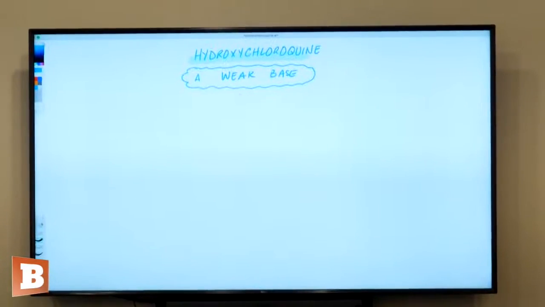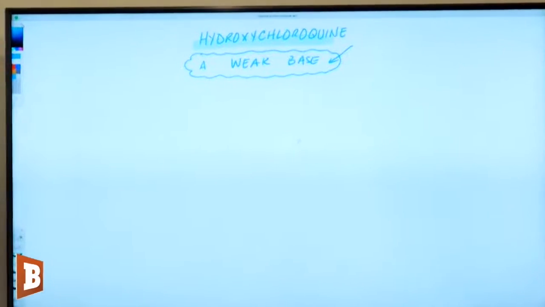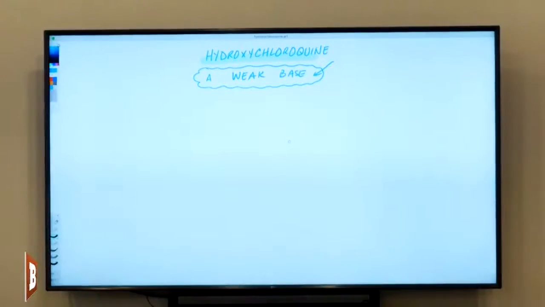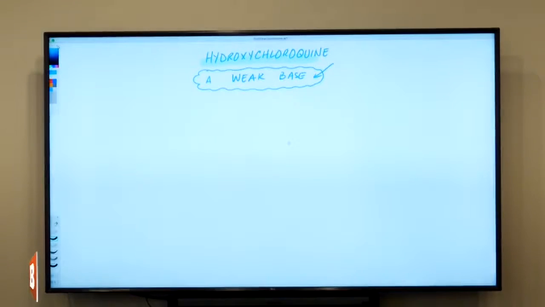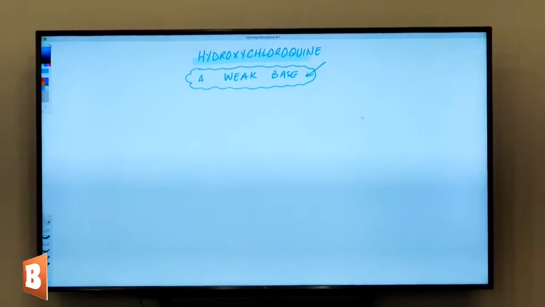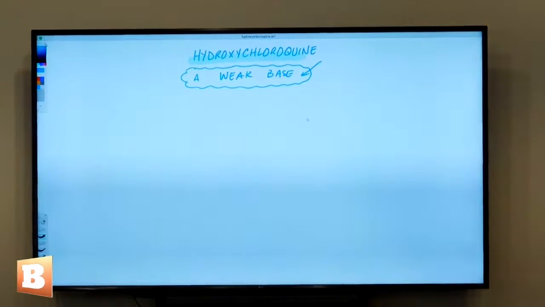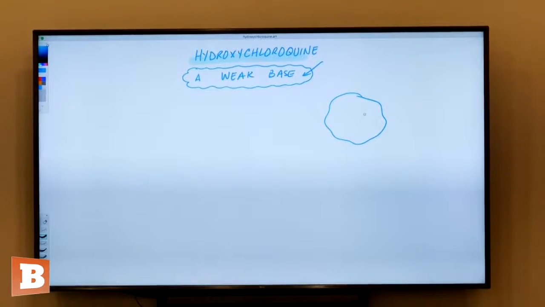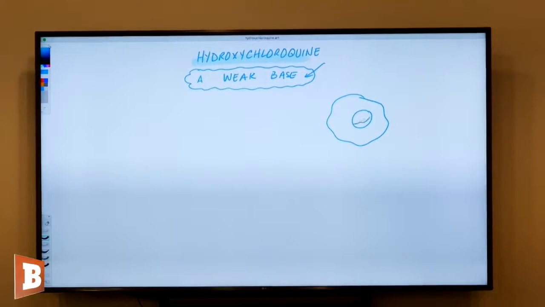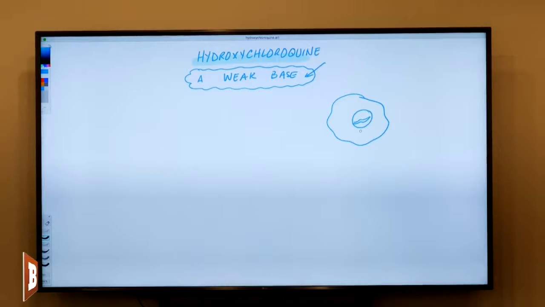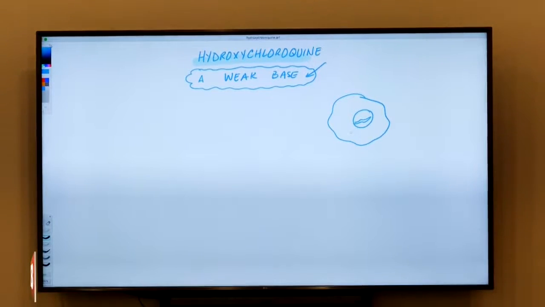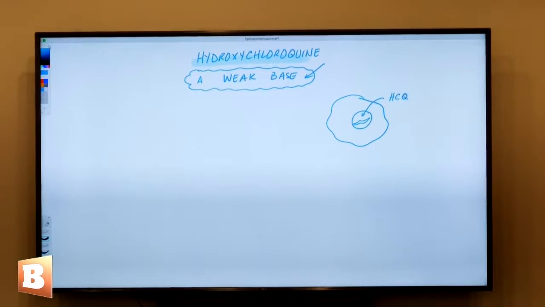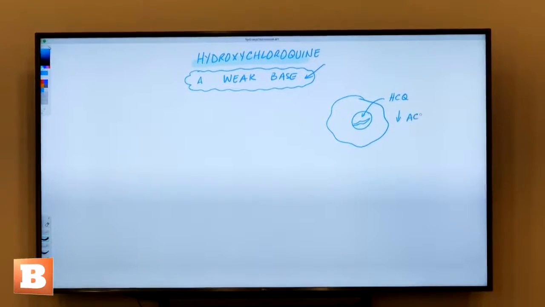So, look, hydroxychloroquine is a weak base. That is a primary action that we use this drug for in case of malarial infections. What happens is that in case of malarial infection, when we give hydroxychloroquine, it enters the malarial plasmodium and goes into its lysosomes. You can think of those as the stomachs of the plasmodium. It enters there and reduces the acidity.